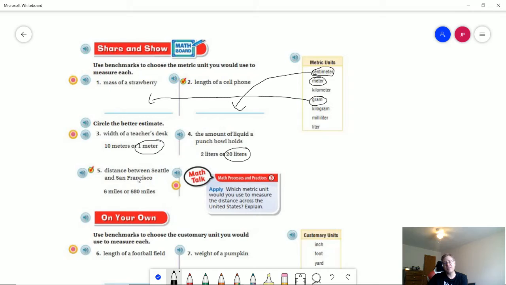We could drive there, but it would take a very long time to do so. I've driven from San Francisco up into Oregon before, but not all the way up into Washington, much less all the way up to the coast in the northern part of Washington where Seattle's located. So that one would probably be better to represent as 680 miles.